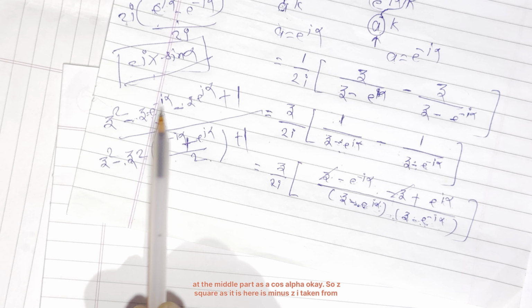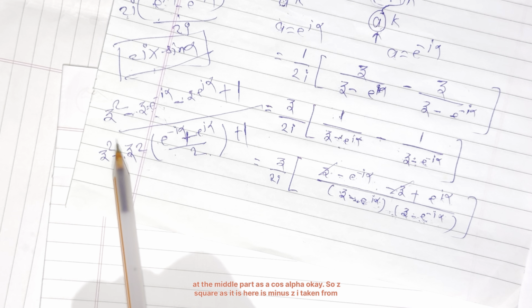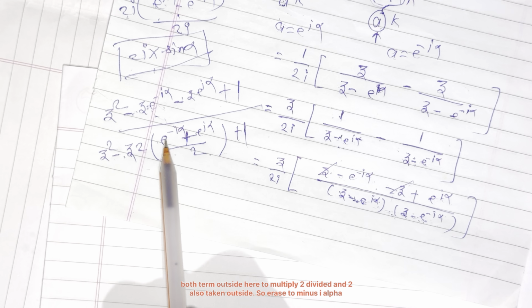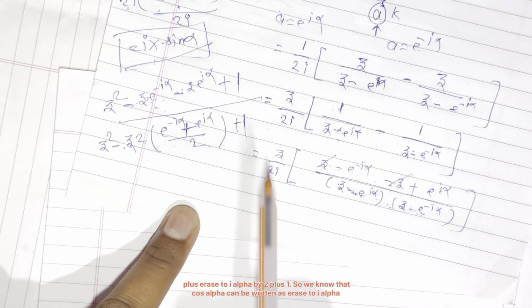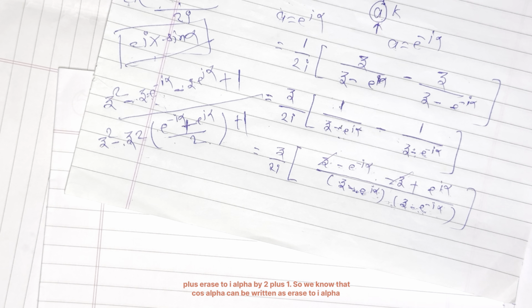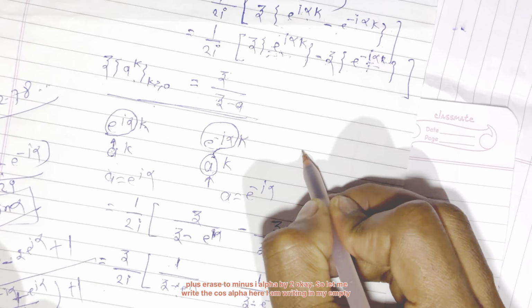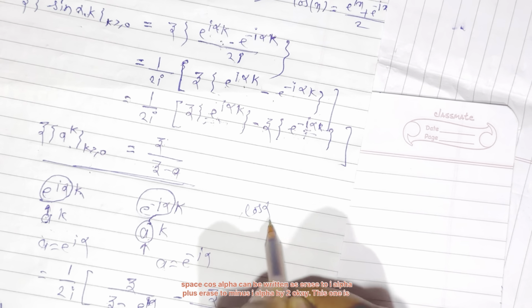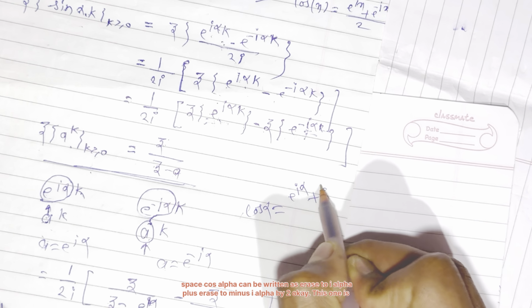I'm trying to create cos alpha in the middle part. So z square as it is here, so minus z I have taken from both terms outside, 2 multiply, 2 divide, and 2 also taken outside. So e raised to minus I alpha plus e raised to I alpha by 2, plus 1. We know that cos alpha can be written as e raised to I alpha plus e raised to minus I alpha by 2. Let me write the cos alpha here in my empty space. Cos alpha can be written as e raised to I alpha plus e raised to minus I alpha by 2. This is our cos alpha, so I'm going to apply it over here.